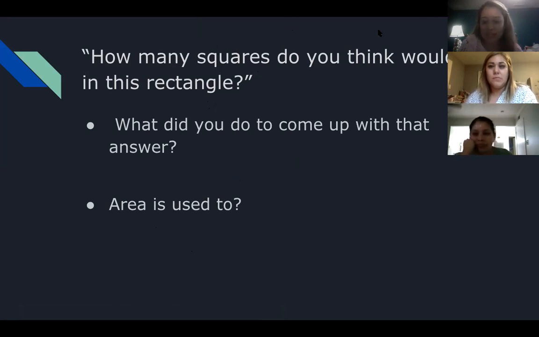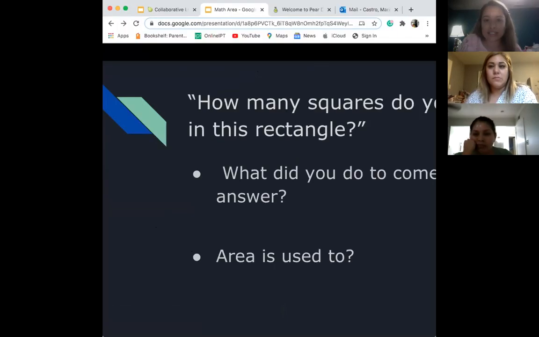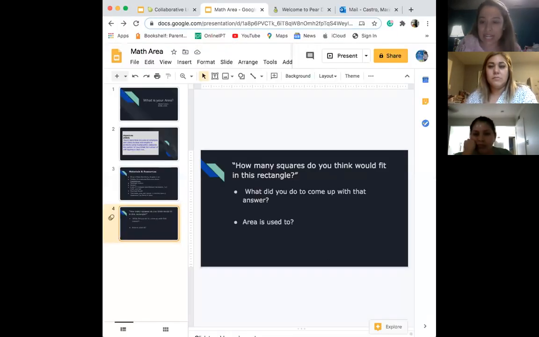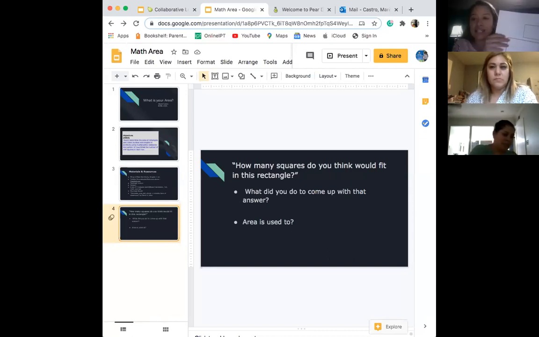Let's go ahead and try the other rectangle, the bigger one, and see how many little squares fit into the bigger rectangle.